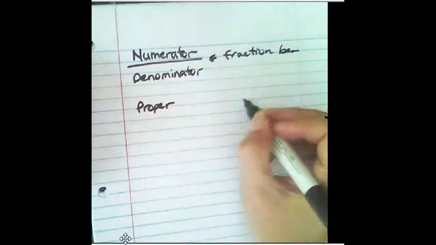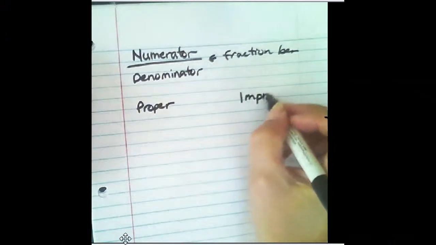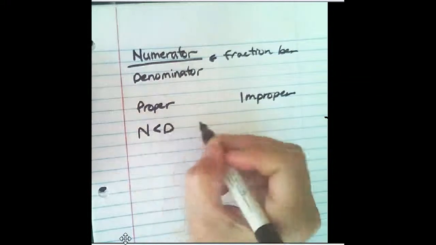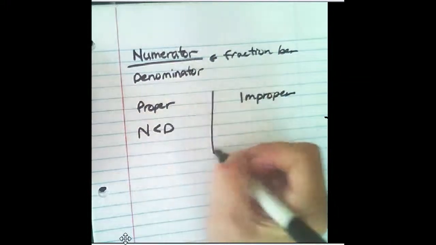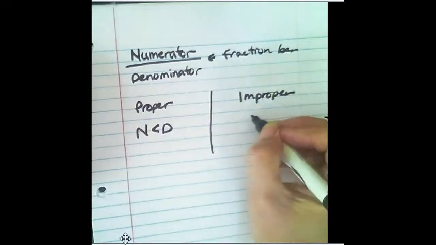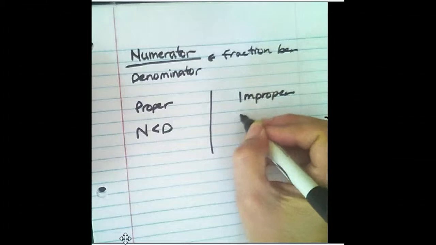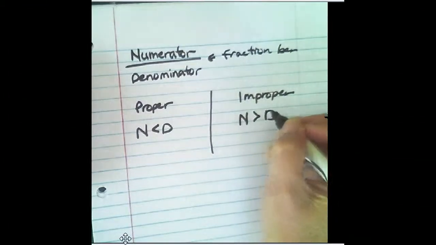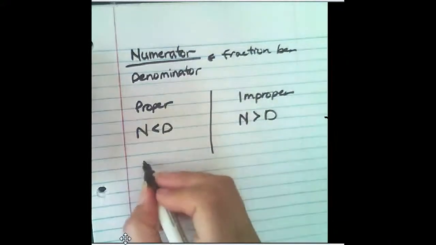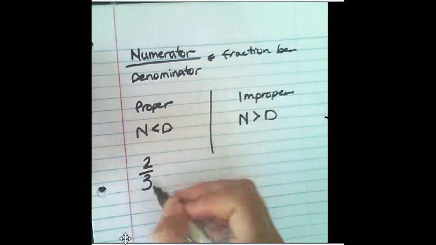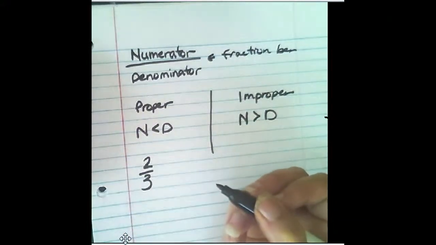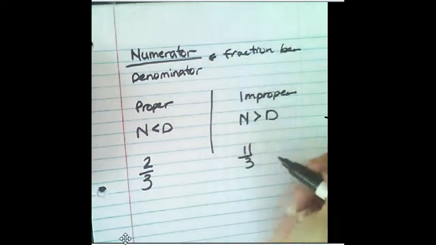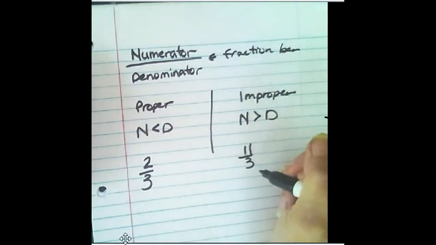We call a fraction a proper fraction when the numerator is smaller than the denominator. An improper fraction is when the numerator is greater than the denominator. So for example, a proper fraction would be 2/3 because 2 is less than 3. An improper fraction would be 11/3 because 11 is greater than 3.